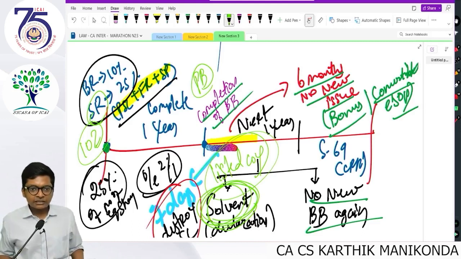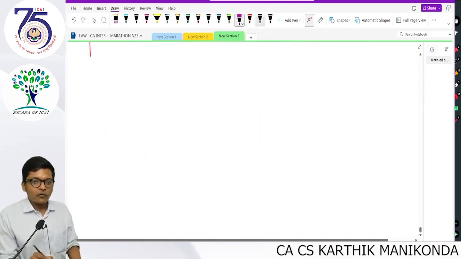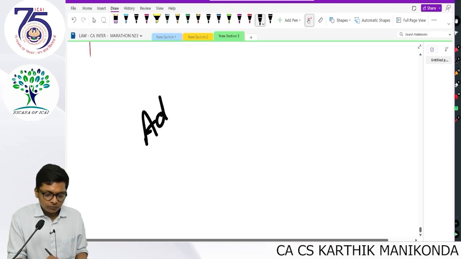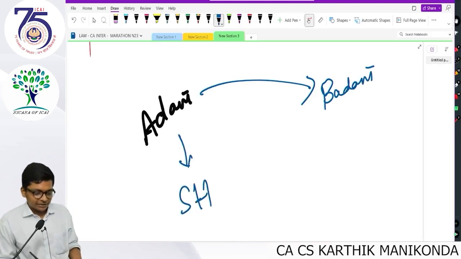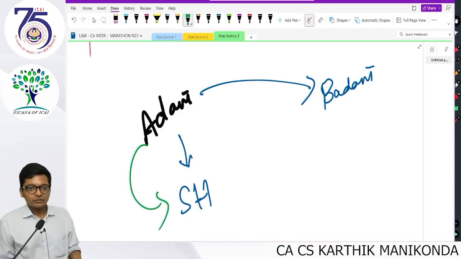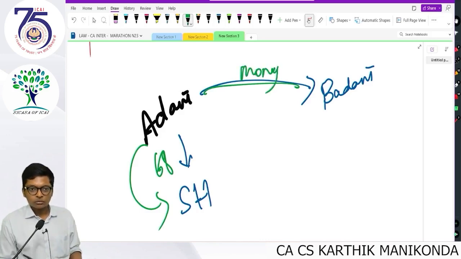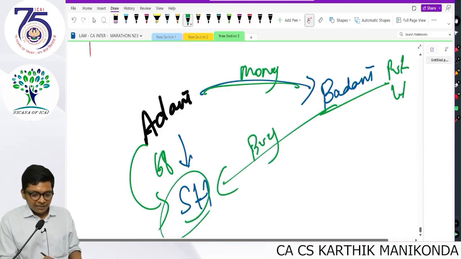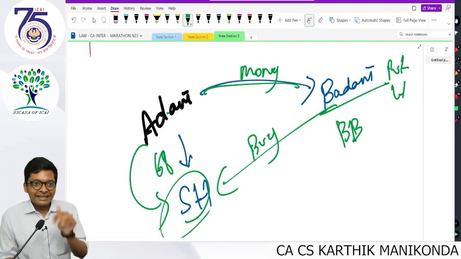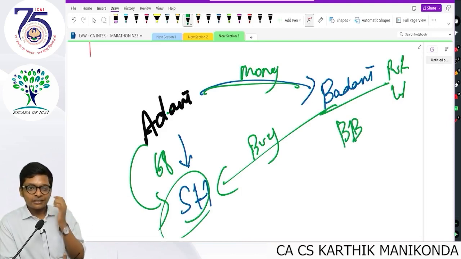Now, because there are so many provisions for buyback, what Adani is doing, they incorporate another company called Badani. From their shareholders, if they do buyback, 68 will come. So Adani gave money to Badani Private Limited and asked Badani to buy the shares from public. Whose shares? Adani shares. So is this buyback? Yes, but indirectly I have done. I am trying to cheat section 68.